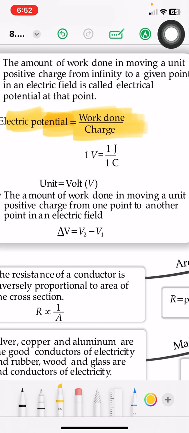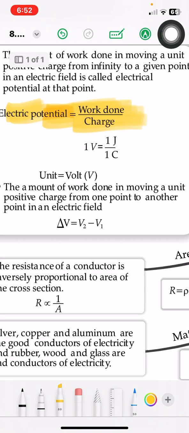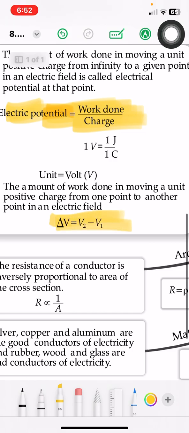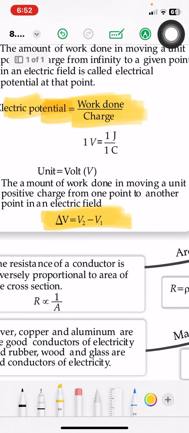And if you have to calculate how much the change in potential is, you have to do final minus initial, basically the final potential value minus the initial, or you can also say higher potential minus lower potential, okay.